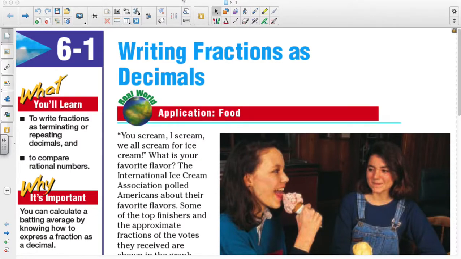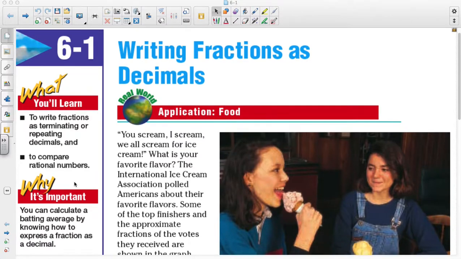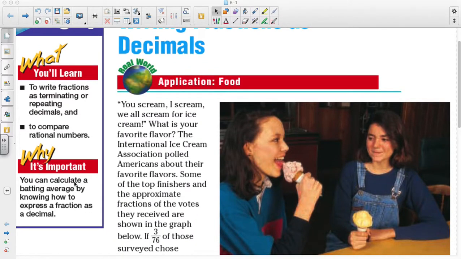Lesson 6-1. In this lesson, we will be writing fractions as decimals. You'll learn to write fractions as terminating or repeating decimals and to compare rational numbers. Why is this important? You can calculate a batting average by knowing how to express a fraction as a decimal.